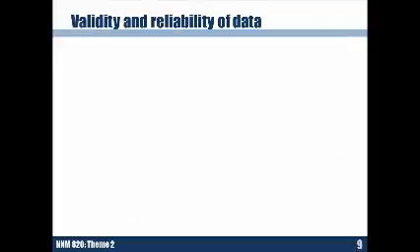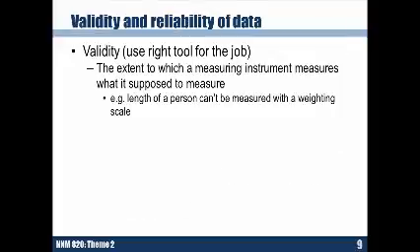So what do we mean with validity and reliability of data? Validity basically means that we've used the right tool for the job. So it's the extent to which a measuring instrument measures what it's supposed to measure. So, for example, you won't measure the length of a person or the height of a person with a scale. You would use a measuring tape.